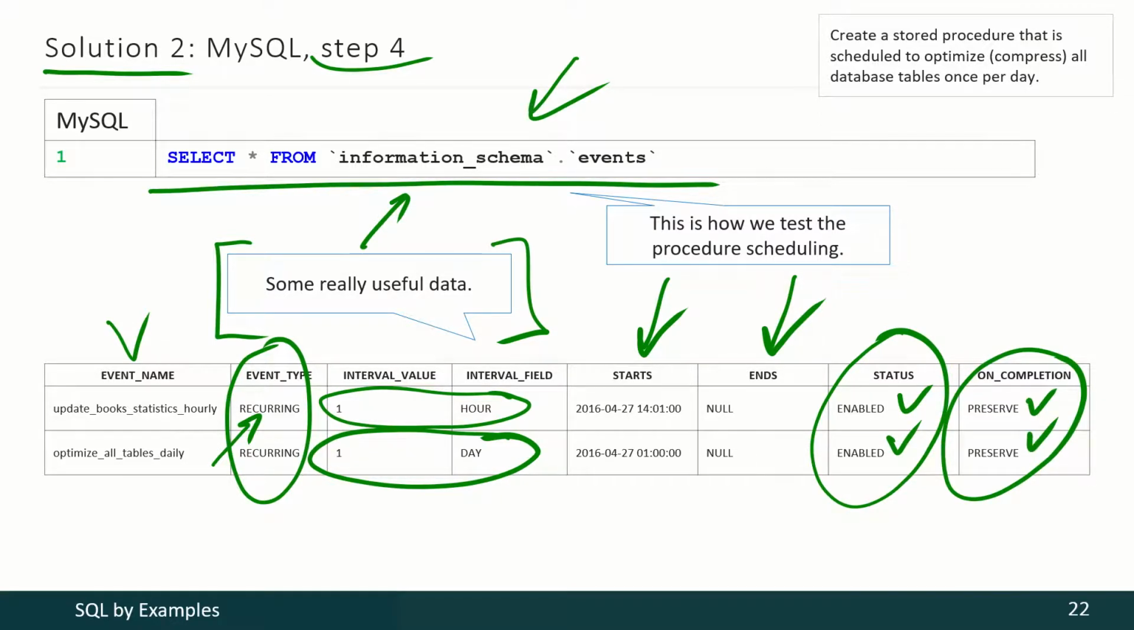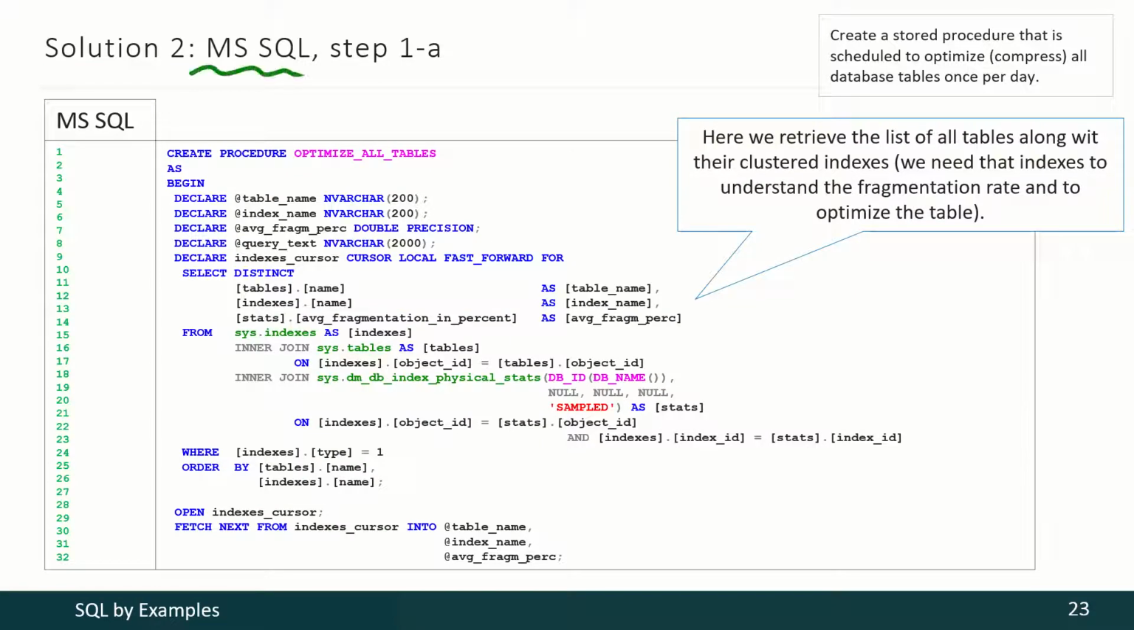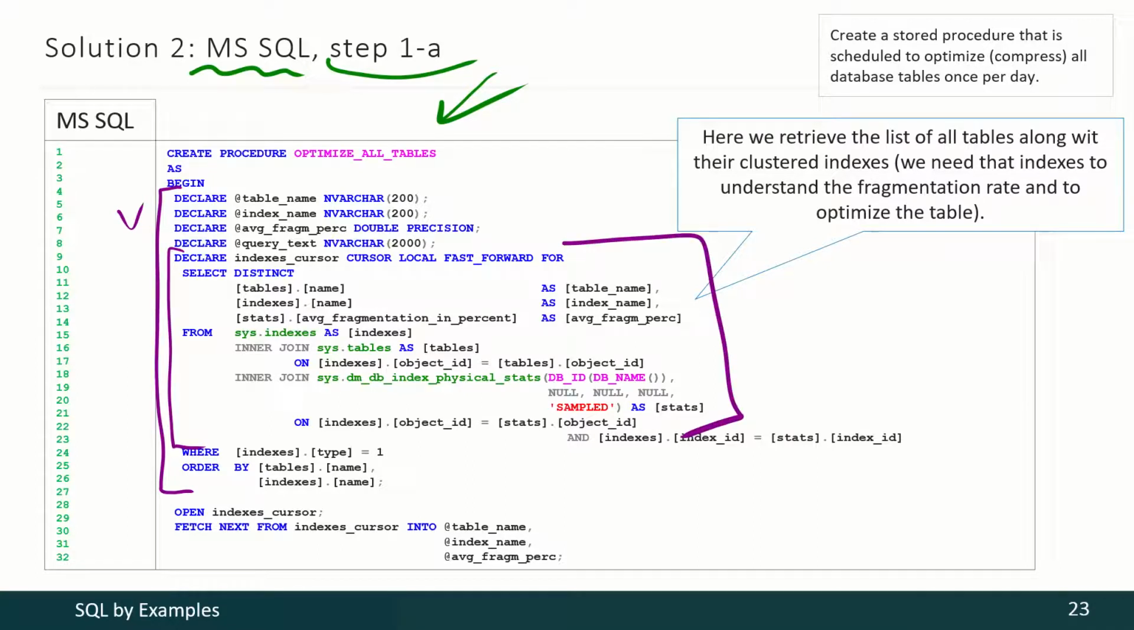preserved on completion. Now let's proceed with Microsoft SQL Server, and on the first step we have to create the procedure itself. Like with MySQL, we have to declare several variables, and the most interesting is this one, the cursor for the query that will return us the list of all tables and clustered indexes. Once again, we have to remind that all the information about such actions may be found in official DBMS documentation.